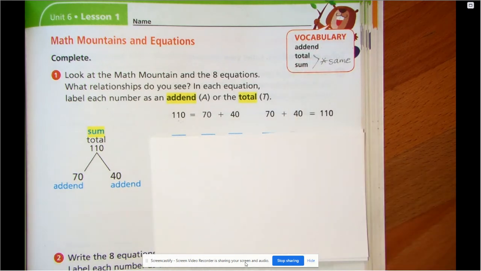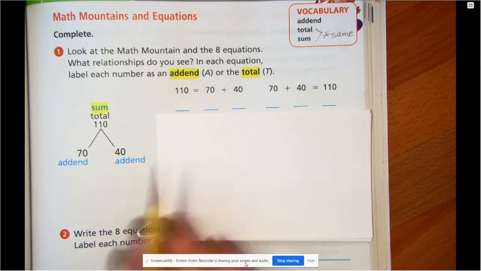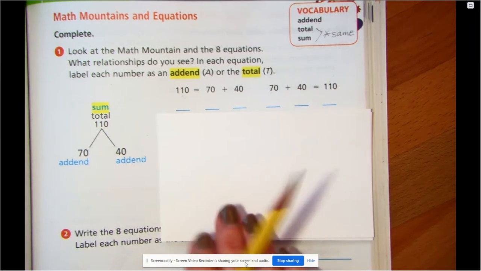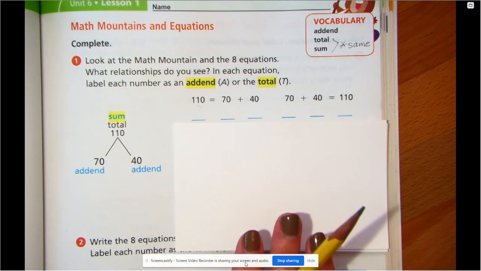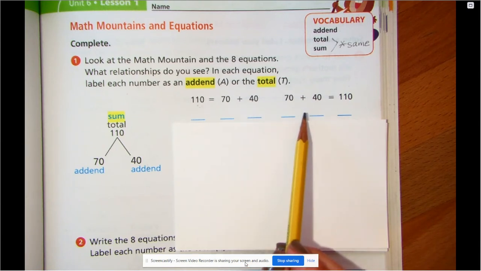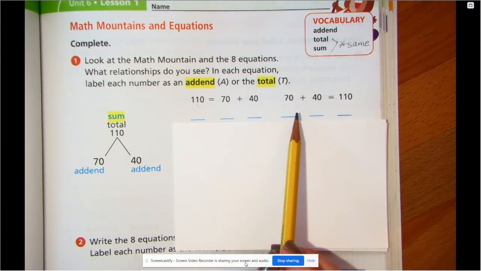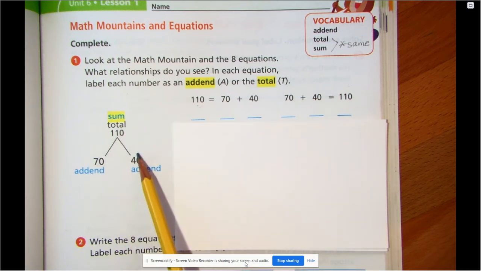So we're going to look at this math mountain that they have here for number 1, and we're going to fill in that whole kind of chart, but we're going to take one row at a time. So I want you just to be patient and really think through what we're doing. You might know this, but you may not know the vocabulary, or you may not really be thinking about what you're actually doing. And I want you really to pay attention. So we're going to look at this math mountain. And then we're going to look at these equations that are next to it. And we're going to talk about the relationships that you see. Remember, they're fact families. So all these numbers are related somehow, right?